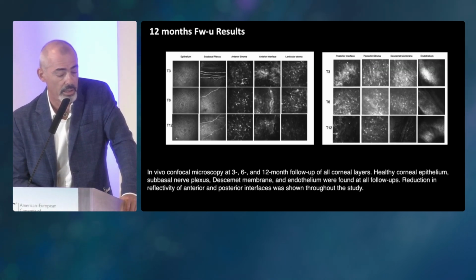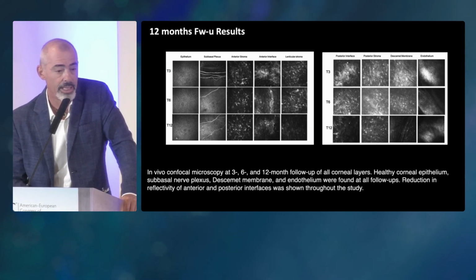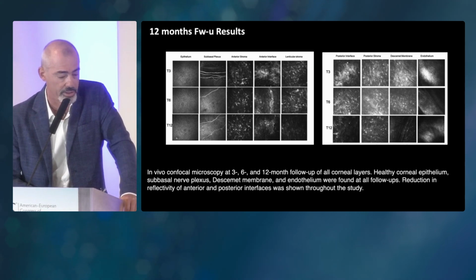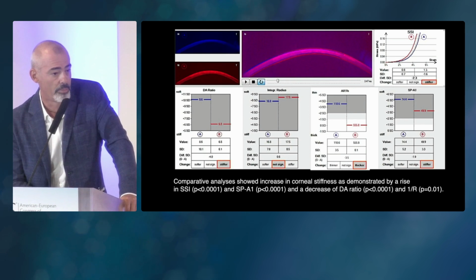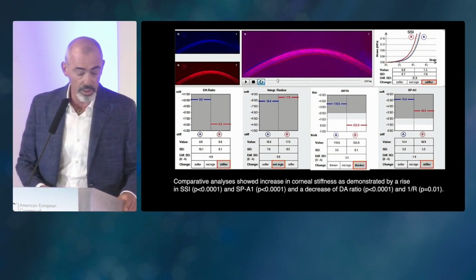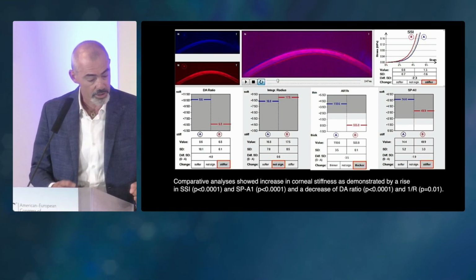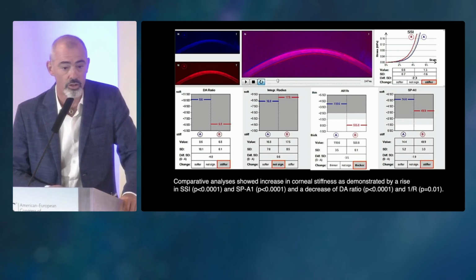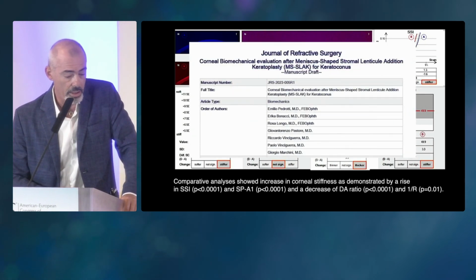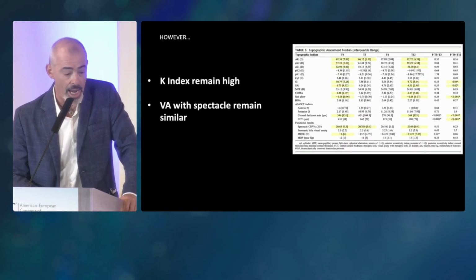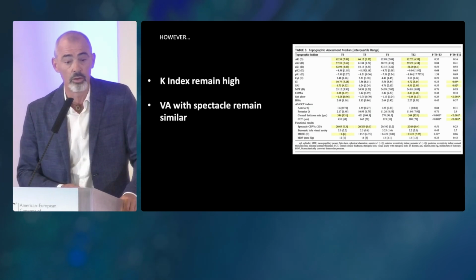At the same time, in vivo confocal microscopy confirmed the perfect integration of the lenticle with respect to the other corneal structures, with a reduction over time in the reflectivity of the anterior and posterior surface. We studied the biomechanical properties of the new cornea, and in addition to the thickening effect, we noticed a strong stiffening effect of this cornea using the Corvis machine. However, the anterior K-index remains high, and the visual acuity with spectacles is not very good.